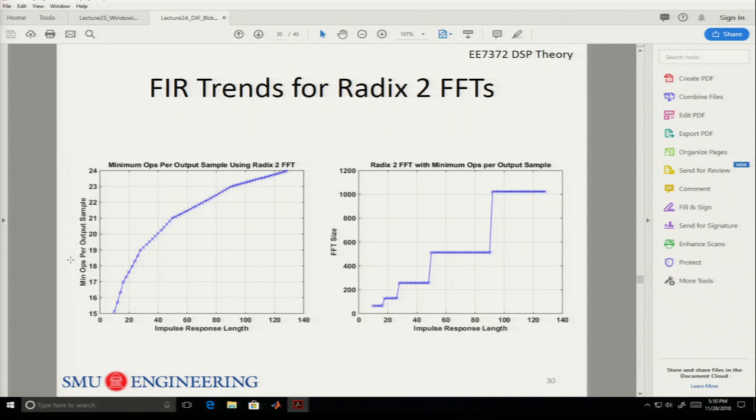That means what I did, and it's been a while since I've done it, is I said, okay, let me try different size FFTs that are all radix 2. So, 128, 256, 512, 1024, 2048, etc. And using those with this impulse response, what is the minimum amount of complex operations I can use for that impulse response length? Because remember, it's going to depend on the length of the impulse response, right?